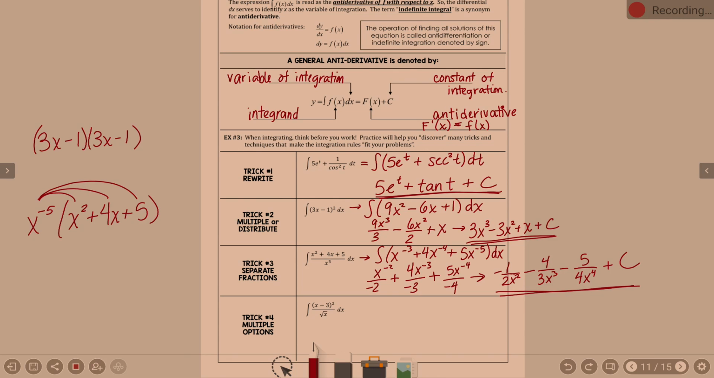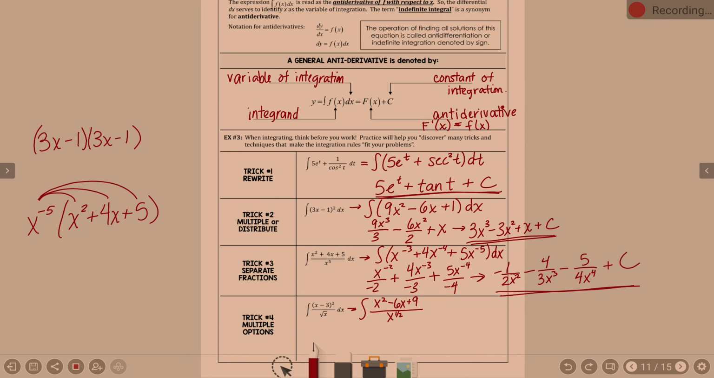Number 4, when you're ready, what are you seeing? Foil or distribute, whichever you want to call it. Okay. So let's start there. X minus 3 quantity squared is going to be x squared minus 6x plus 9 all over what? Square root of x, which is x to the 1/2.